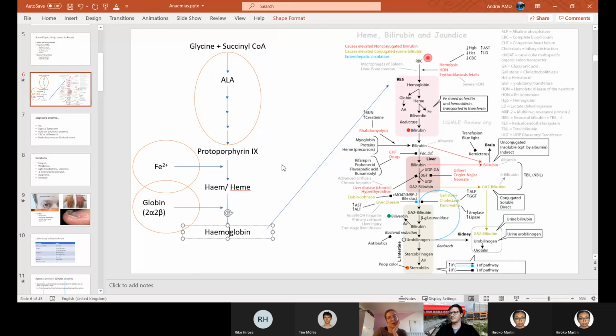Isn't it that vegetarians often suffer from iron deficiency and they also often have megaloblastic anemias? That is correct, but megaloblastic anemia, we'll talk a little bit about it later. It will be due to a different deficiency, particularly of B12 or folate. And B12 and folate, they're involved with the synthesis of DNA.